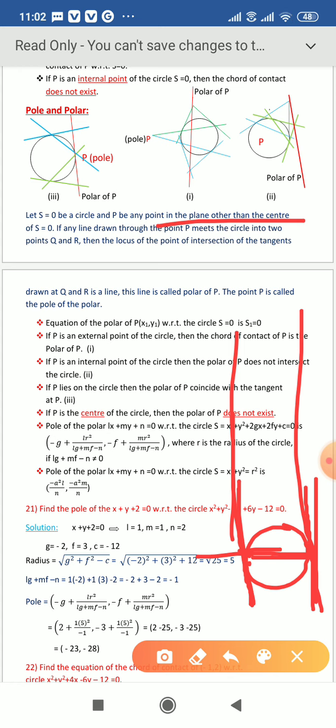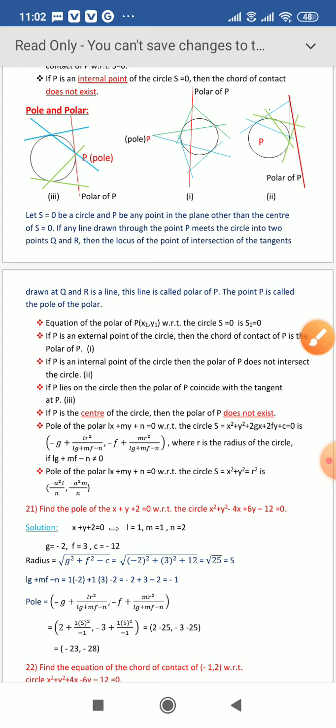So the polar does not exist if the point P is the center of the circle. Okay, so this is the condition. If P is the center of the circle, then the polar of P does not exist. First, you observe whether the given point is the center or not.